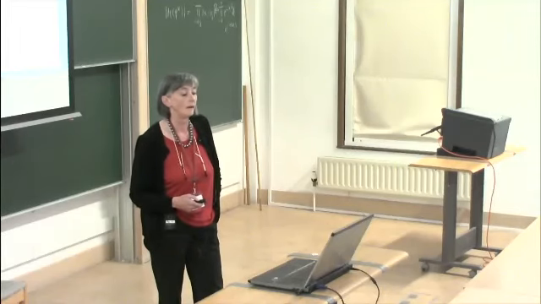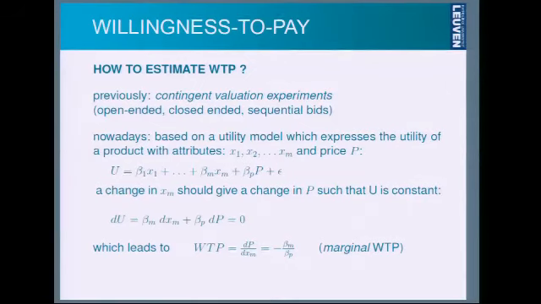So how do you measure willingness to pay? Until some time ago, they just asked people how much do you want to pay for a screen that's 1 inch larger. What do you want to pay extra? Now it turned out that you get very unreliable results like this because people are not used to making this type of decisions. So nowadays we use a utility model to derive willingness to pay values.